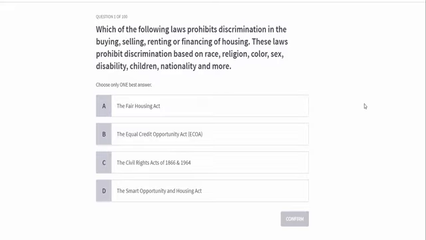A, the Fair Housing Act. B, the Equal Credit Opportunity Act. C, the Civil Rights Acts of 1866 and 1964, or D, the Smart Opportunity and Housing Act.